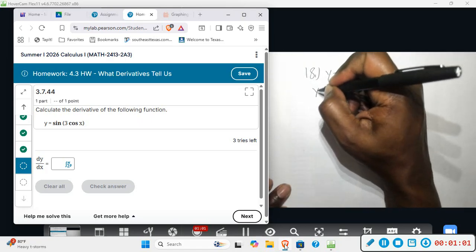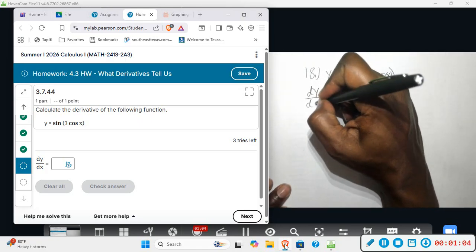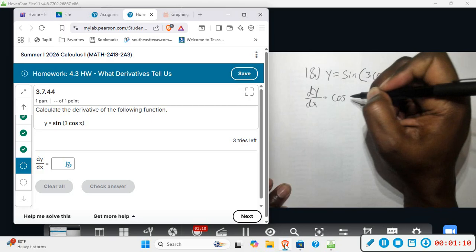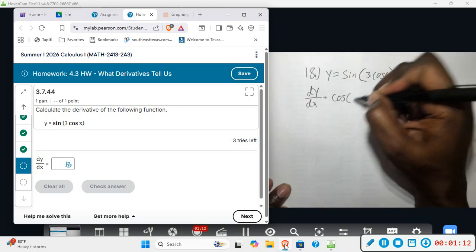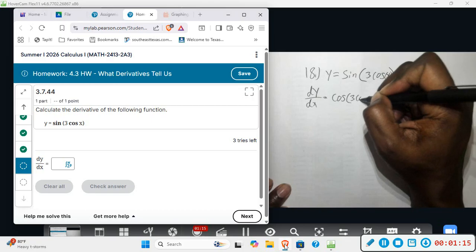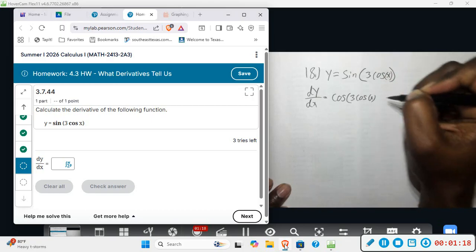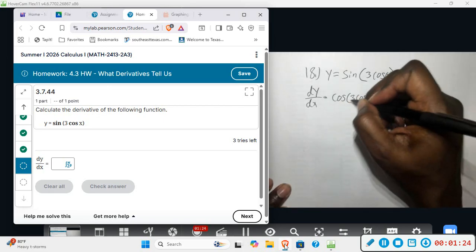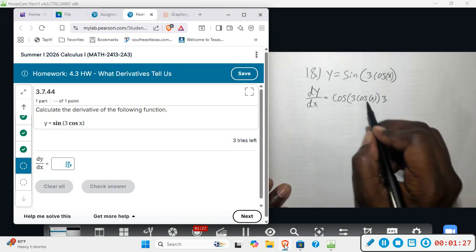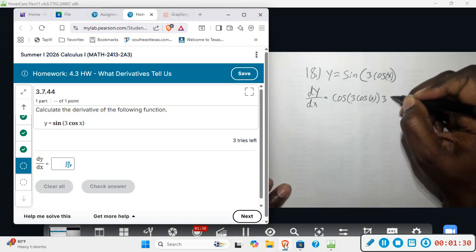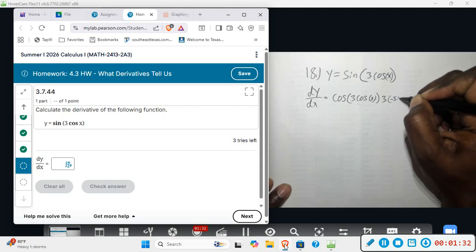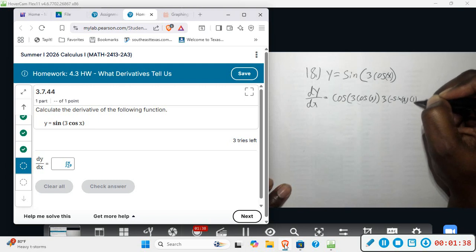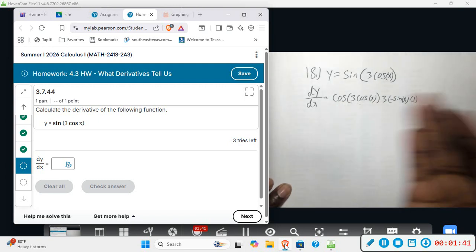So y prime or dy dx is the way that they're writing it. Derivative of sine is cosine. So first I write cosine, and then I leave the inside alone. 3 cosine of x. And then I multiply this times the derivative of the inside. So coefficient will stay. Derivative of cosine is negative sine. Okay, leave that inside alone. Derivative of x is 1. So you can write that times 1 just to kind of keep yourself aware, but this is it.